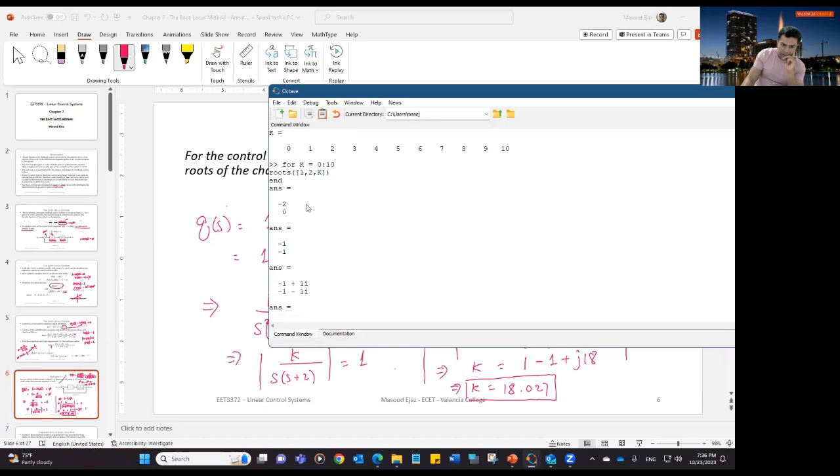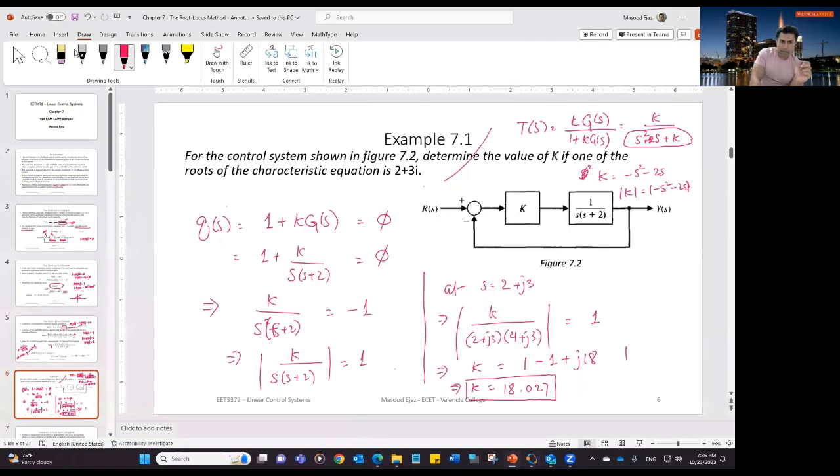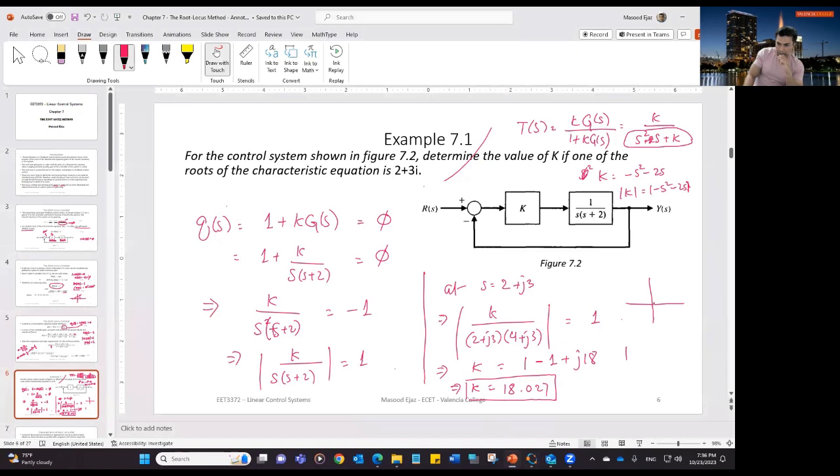All these answers that you see: when k is equal to 0, your two roots are -2 and 0. When k is equal to 1, your roots are -1 and -1. Then for k equal to 2, -1 plus j1, -1 minus j1. So anytime you have a complex root, it's going to come as a complex conjugate. K is equal to 3, these. So when you put all these roots on the S-plane and connect them together, this is your S-plane. For the first set, the roots are 0 and -2.